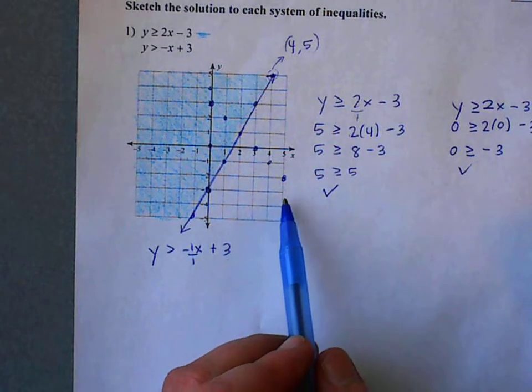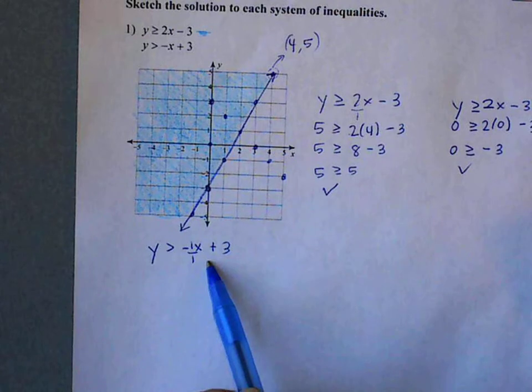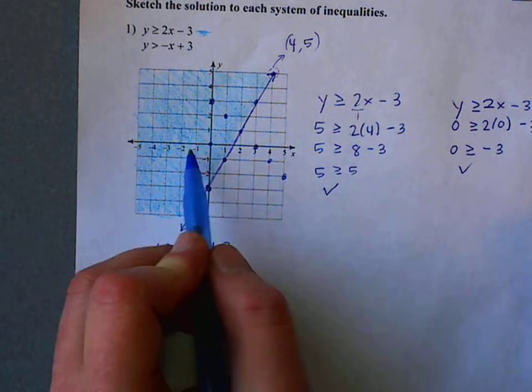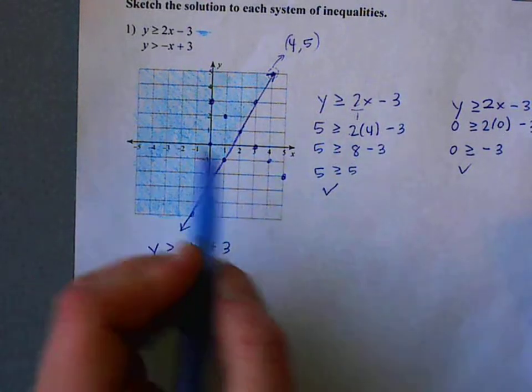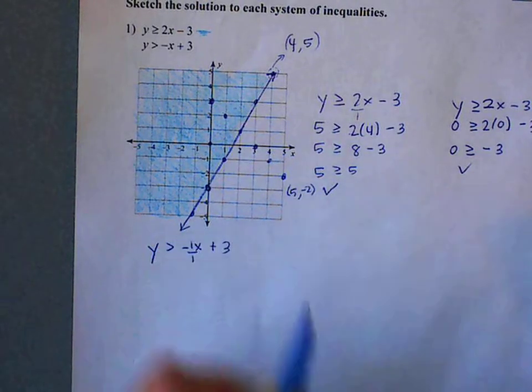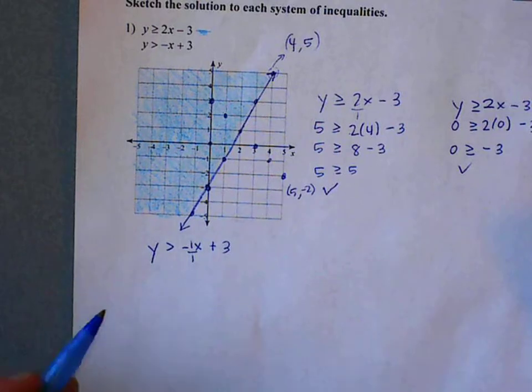So I'm going to test it, okay? I'm going to pick a point, one of those points, and see if it makes it work. I'm going to pick this one. What's that one? 5, negative 2, okay? So I'm going to pick that and plug it in for x and y and see if it makes it work.